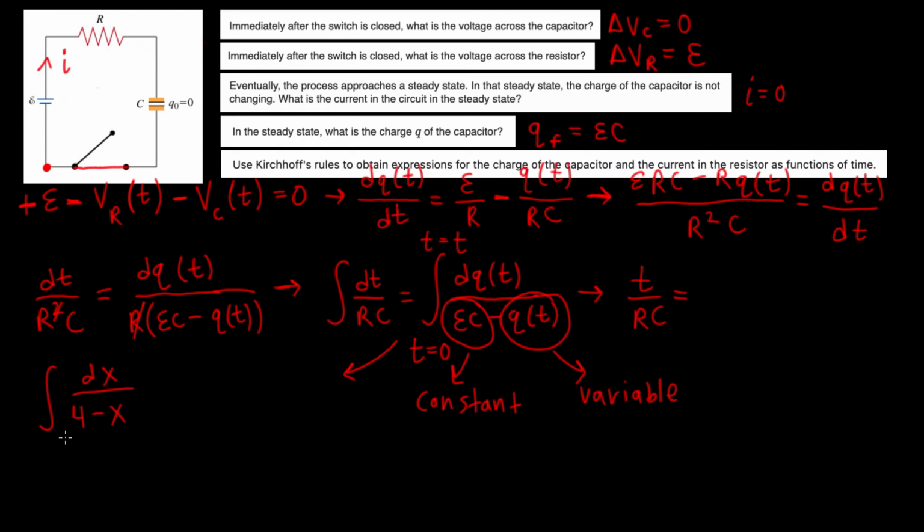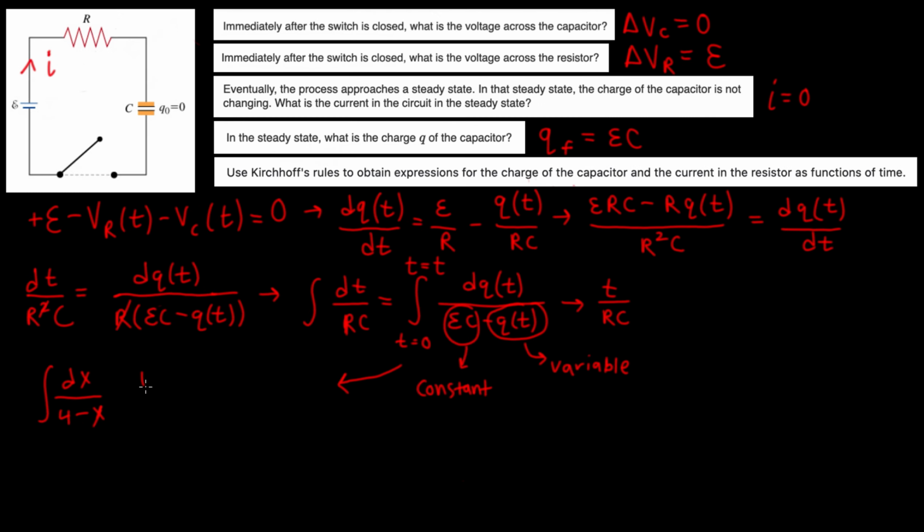So now let's solve this integral that we came up with, and then our answer for the previous integral will be similar to this integral. So let's solve this integral right here, and whatever answer we get for this integral, that answer is going to be similar for the integral that we had previously, which was dq over the voltage of the battery times C minus Q of t. So let's just solve this simpler integral, which is easier for us to look at.